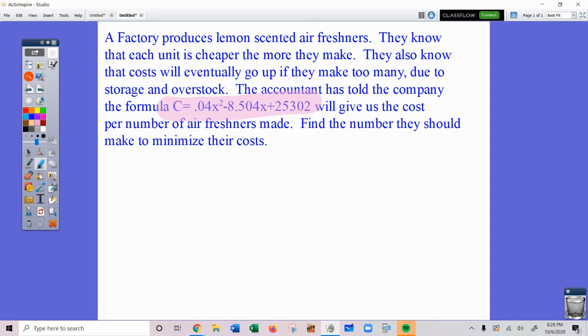So we know if we look at this equation that we're given, it's all we really need. Just looking at this highlighted equation is our important information. So we know by looking at a, which is 0.04, this is a parabola that opens up, which means it has a minimum, which is exactly what it wants us to find. Where are we going to minimize the costs? To find that, we need to do x equals negative b over 2a. So b in this situation is negative 8.504.